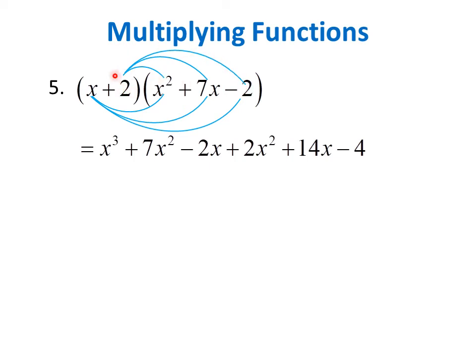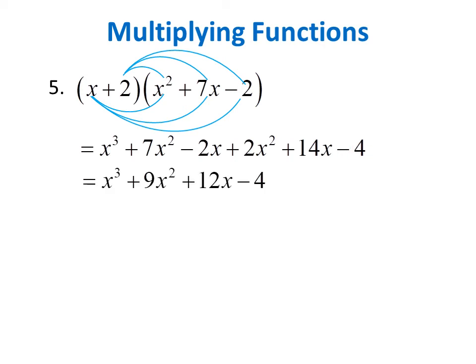Next we have to multiply the second term of the binomial to each term of the trinomial. So we have positive 2 times positive x squared. That is positive 2, then the variable x squared. Next, positive 2 times positive 7x. That is positive 2 times 7, that is 14. Then we have the variable x. Lastly, we have positive 2 times negative 2. Of course, that is negative 4.